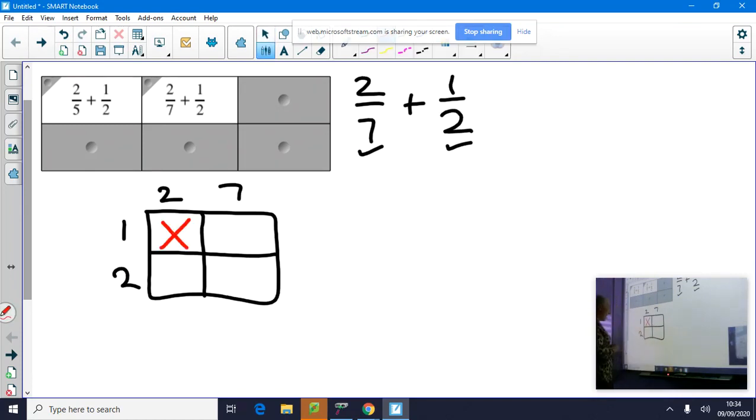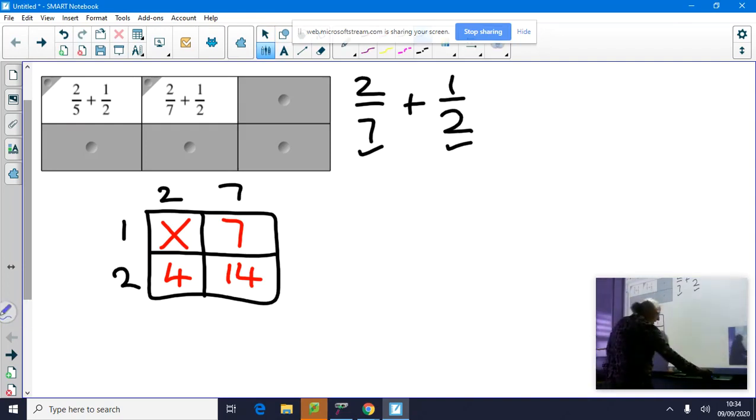Right, my kiss is there. Done. Right, what do I do? Oh, hold on. I multiply. So 1 times 2 I cannot do because there's no box there. Okay, 1 times 7, 7. 2 times 2, 4. And then 2 times 7 is 14.